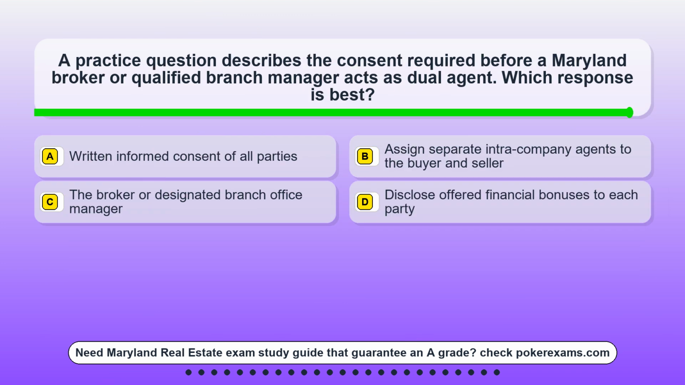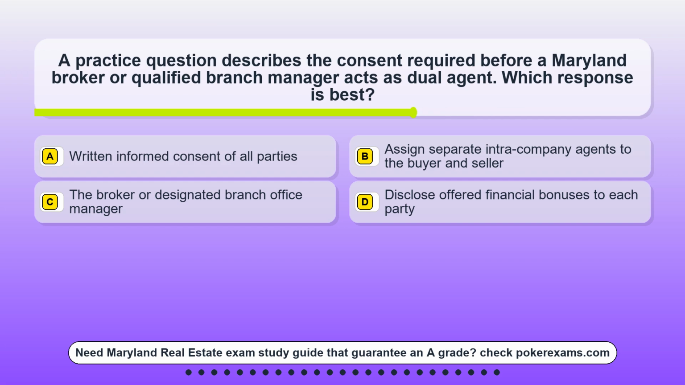Question 20. A practice question describes the consent required before a Maryland broker or qualified branch manager acts as dual agent. Which response is best? Option A, written informed consent of all parties. Option B, assign separate intra-company agents to the buyer and seller. Option C, the broker or designated branch office manager. Option D, disclose offered financial bonuses to each party.